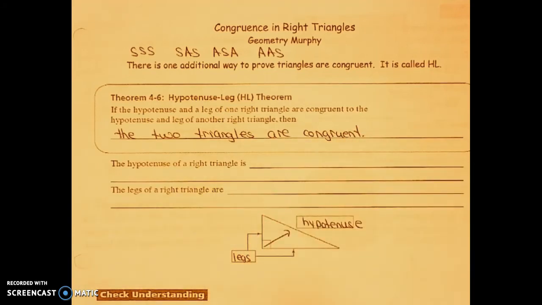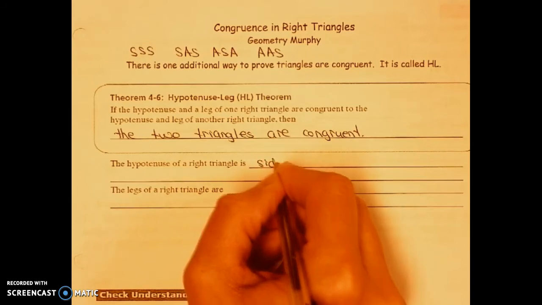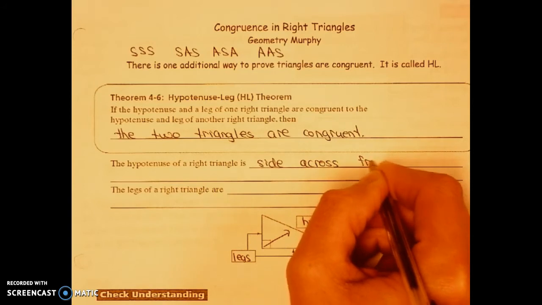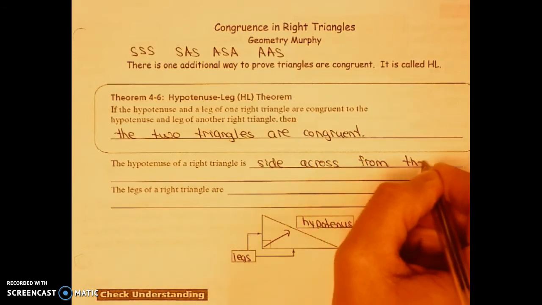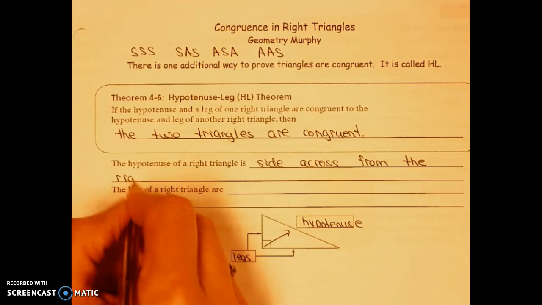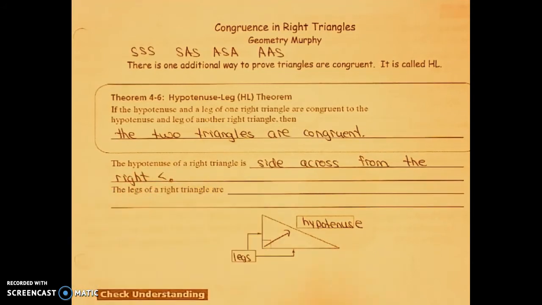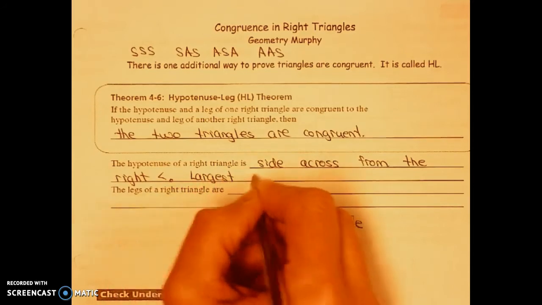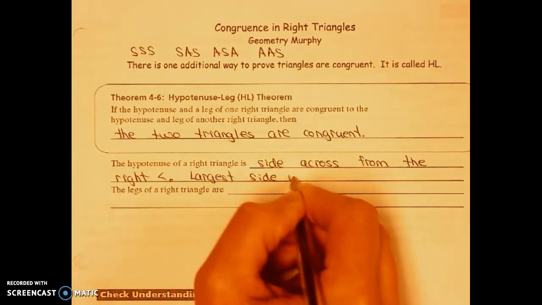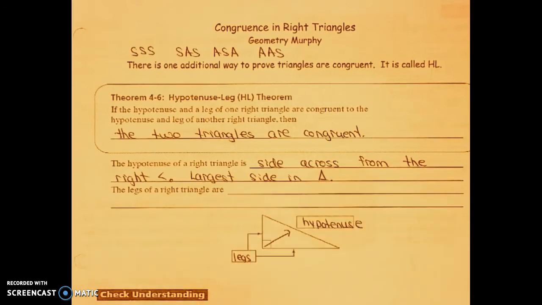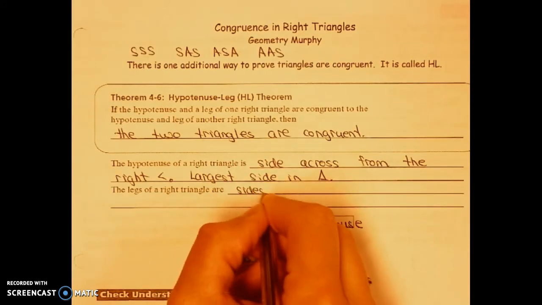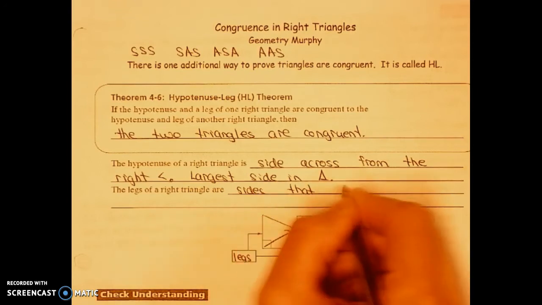The hypotenuse of a right triangle is the side across from the right angle. It is also the largest side in the triangle. The legs of a right triangle are the sides that form the right angle.